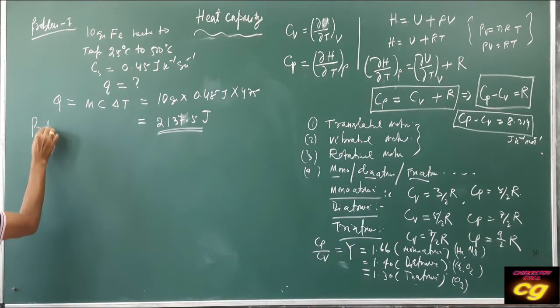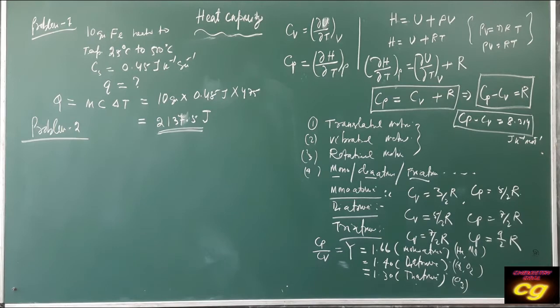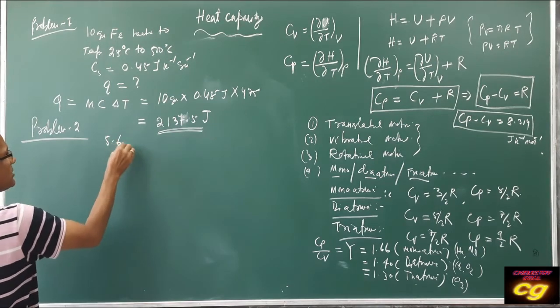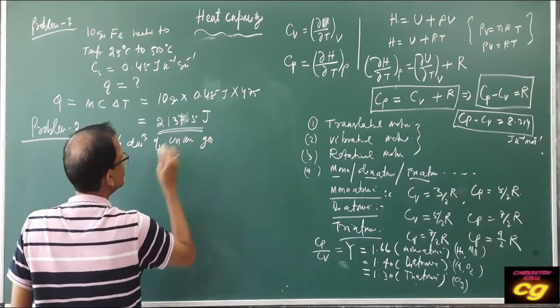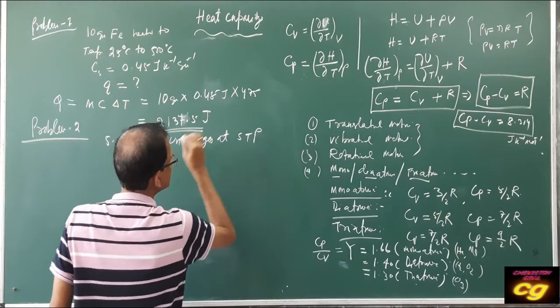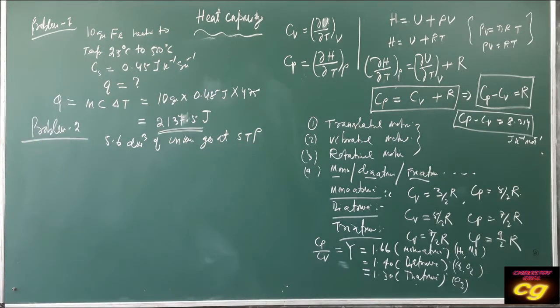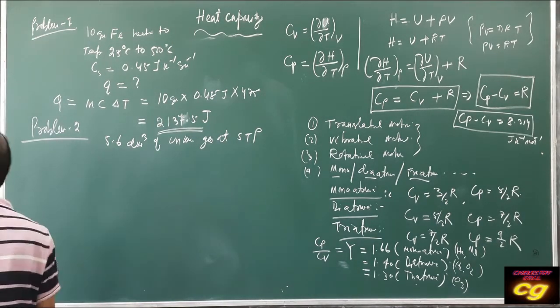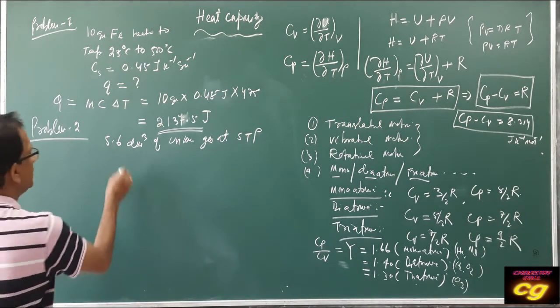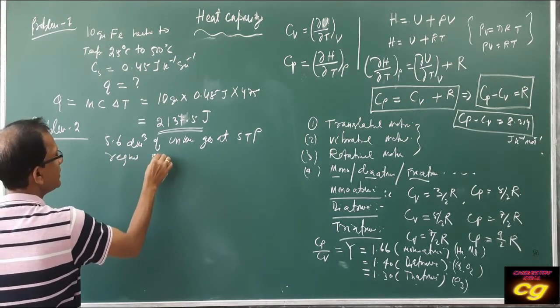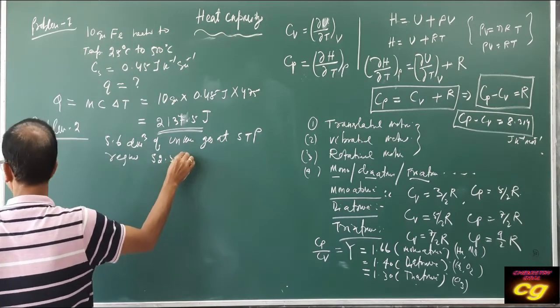Then problem 2. The second problem is like this: 5.6 decimeter cube of unknown gas at STP requires 52.5 joule.